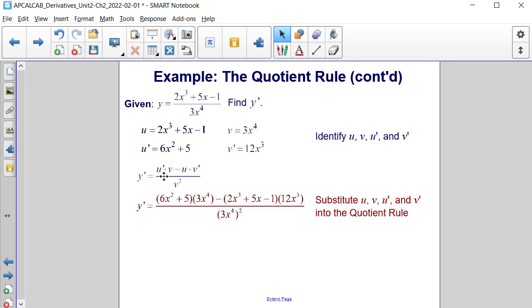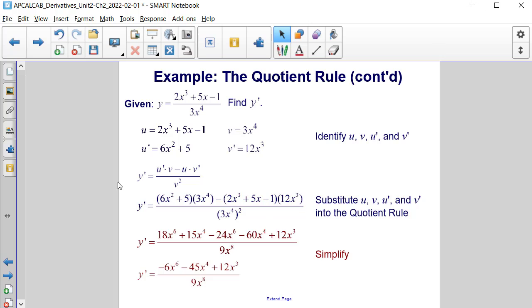Remember that our quotient rule is the derivative of the top times the bottom minus the top times the derivative of the bottom all over the bottom squared. So our derivative of the top is 6x squared plus 5, and our bottom is 3x to the fourth, minus the top, 2x to the third plus 5x minus 1, times the derivative of the bottom, all over the bottom, 3x to the fourth quantity squared.